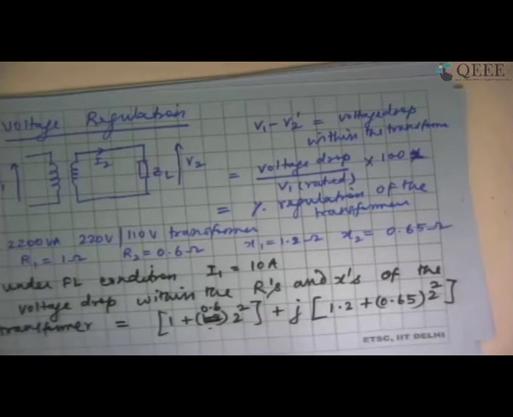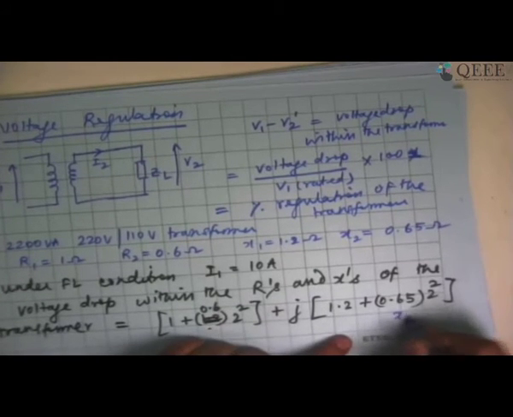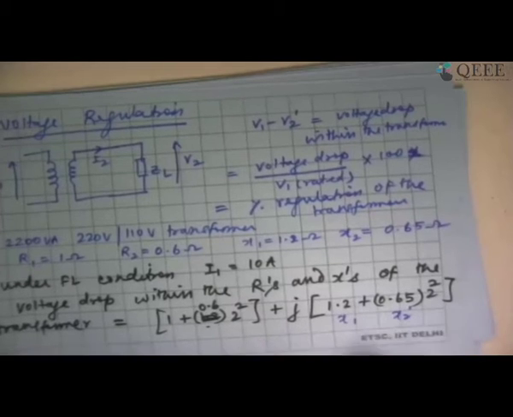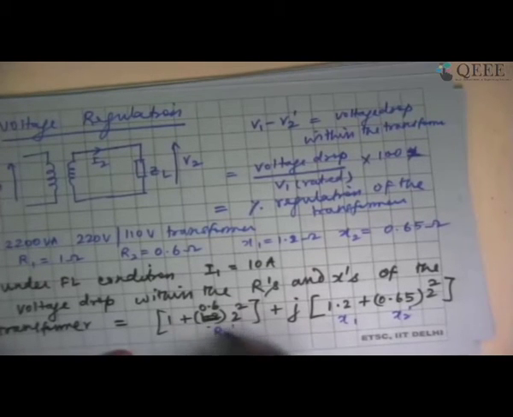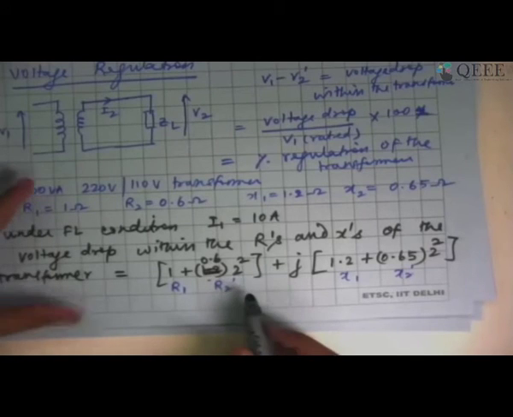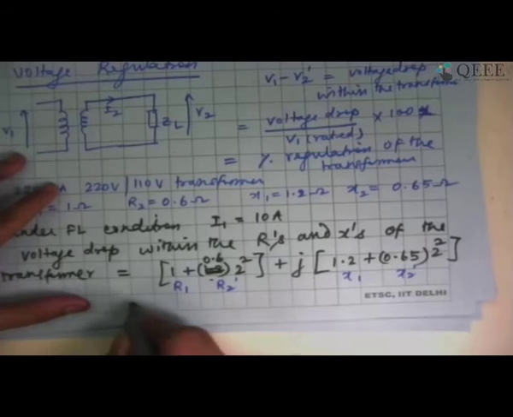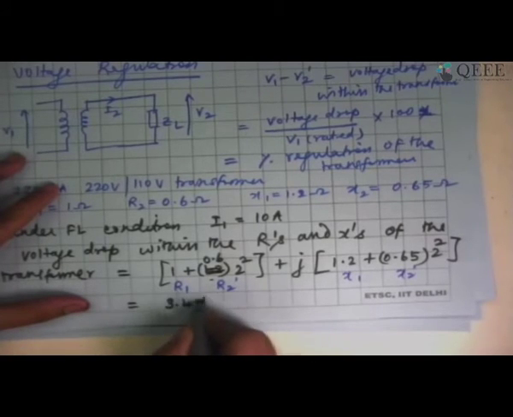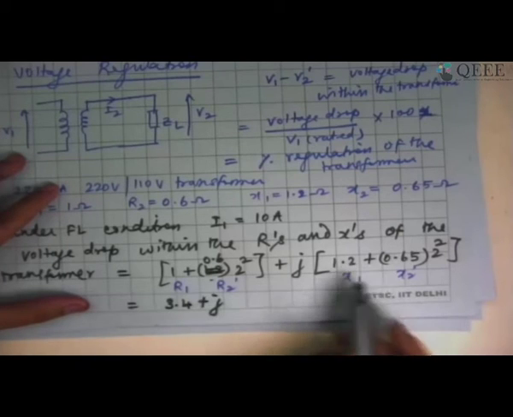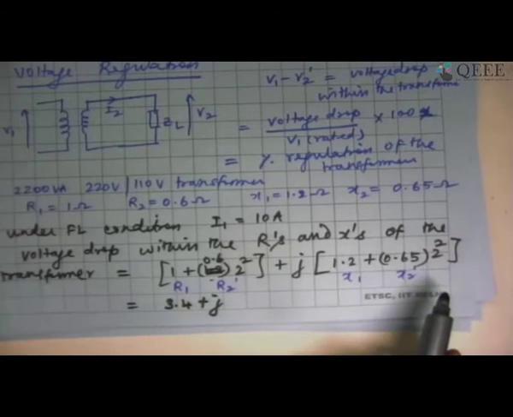So this is my X2 dash, this is my X1, this is my R2 dash, this is my R1. So that's all I have written. Okay, so all of them we have written together. So 2 square is 4. So 4 multiplied by 0.6, so this is 1 plus 2.4, that is 3.4, plus j multiplied by, this is 0.65 multiplied by 4.